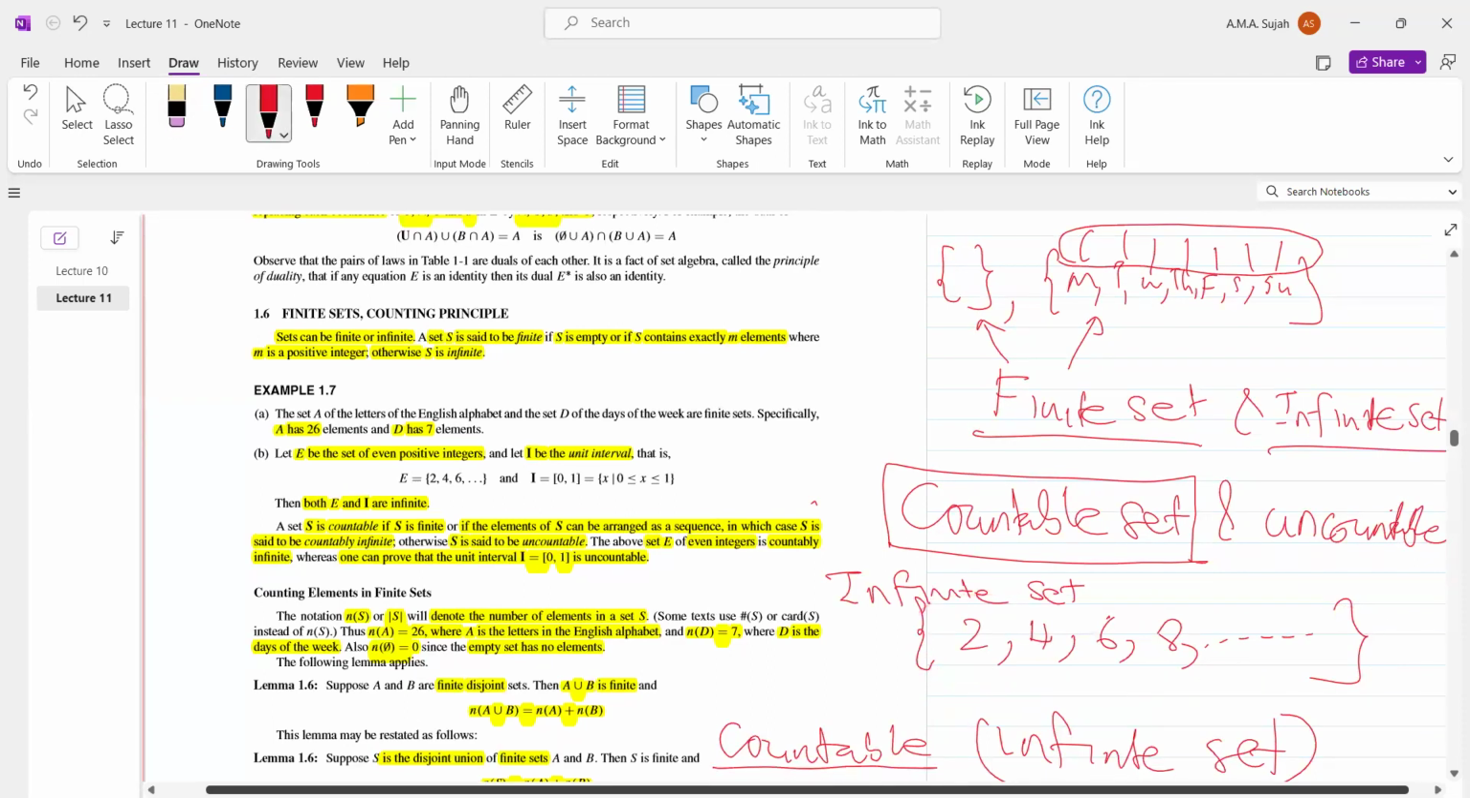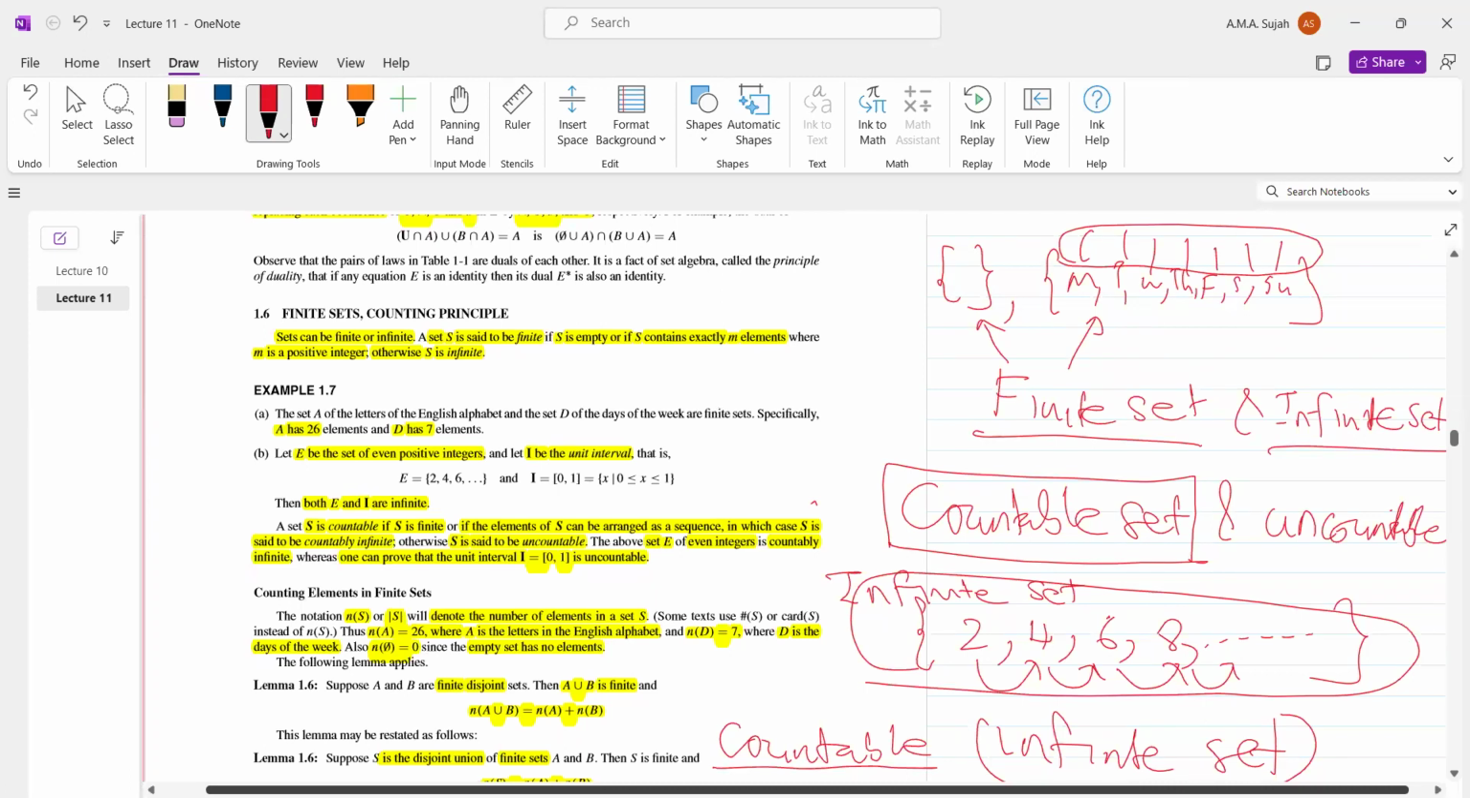What do you think? Is it arranged in a sequential order or not? So the elements are arranged in a sequential order here, right? Each element is added by plus 2, right? This is arranged in a sequential order. So we can say this is a countable infinite set. All other sets are, we can say, uncountable sets.